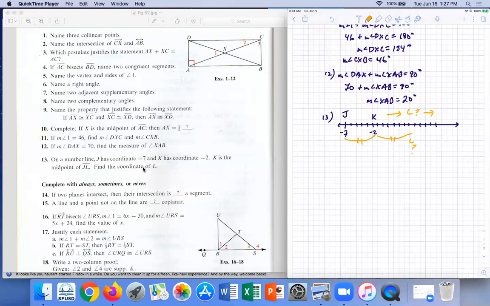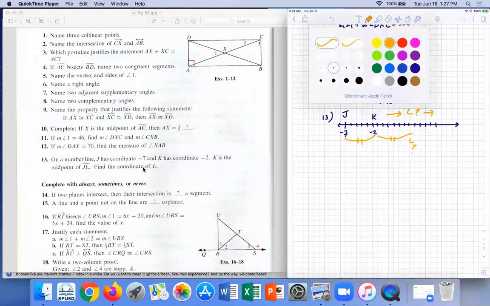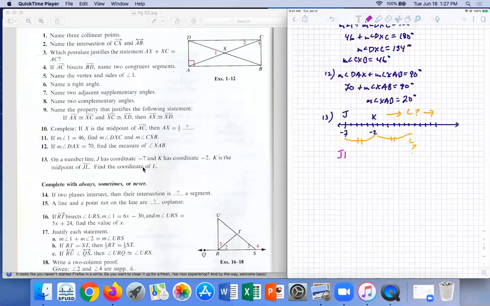So to find out where L is, what you can do is, how long is JK, right? Remember the distance is always the difference. From -7 to -2 will be 5 units. So if we do this visually, we know that this is 5 units. L is going to be 5 units from -2, which should be at 3, right? From -7 to -2 is 5 units. 2 units would be 0, and then we have 3 left over, so L should be right here. So the coordinate for L is 3.